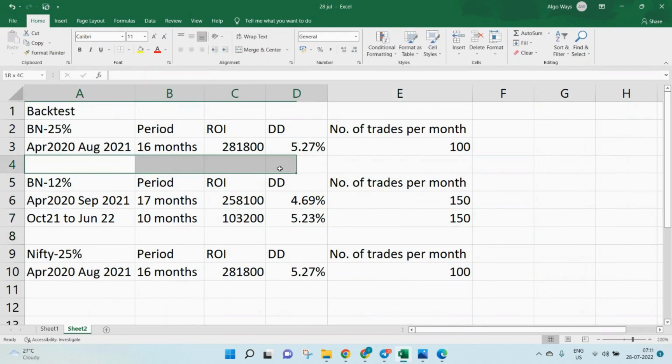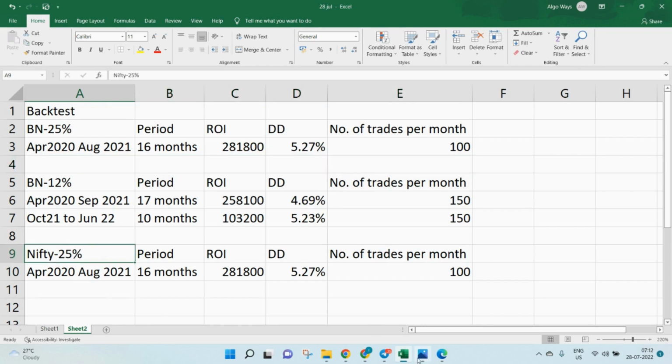I don't have data for October to July for the 25% scenario because an error kept coming in this particular backtest and a straight line data comes. So you can do it at your end as well.